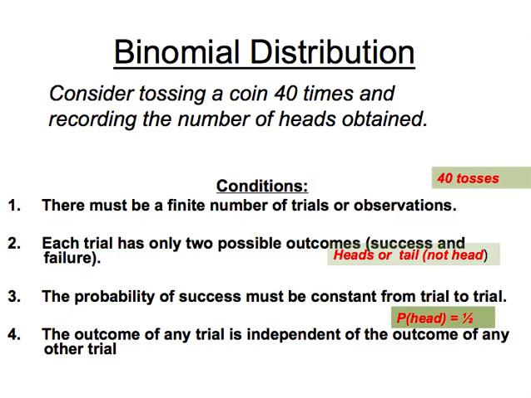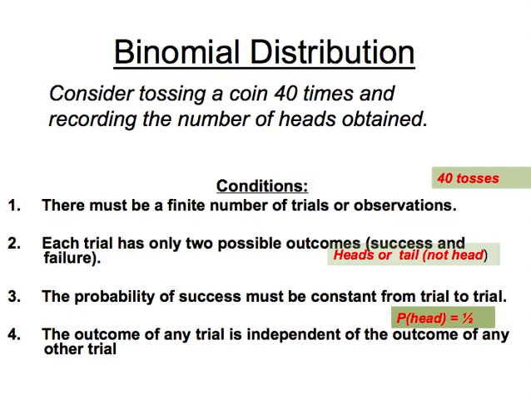Now, let me just look at this scenario. This is a binomial distribution scenario. Let's consider tossing a coin 40 times and recording the number of heads obtained. Okay, this is binomial. Now, there are 4 conditions that will help me to conclude that it's binomial. The first condition is that there must be a finite number of trials or observations, right? And here for this experiment, I'm tossing the coin 40 times. So that's a finite number of trials, or observations. So n is equal to 40.